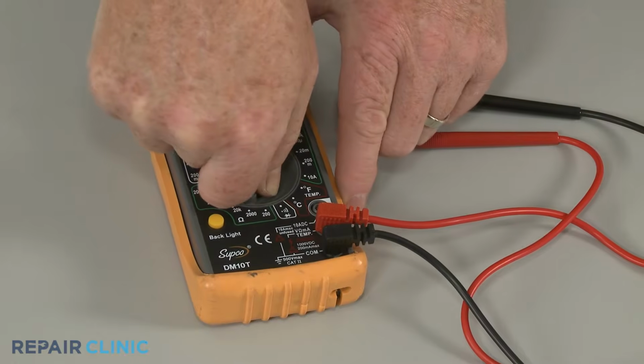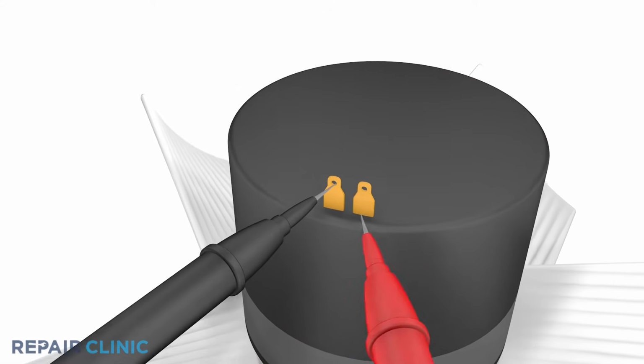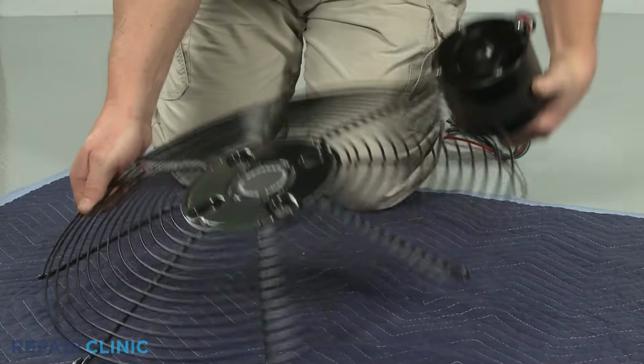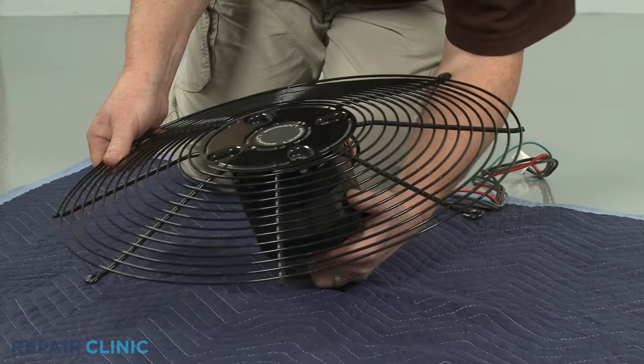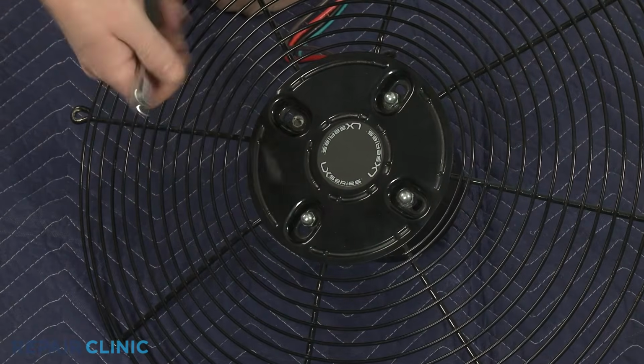You can also use a multimeter to test that the motor is receiving incoming power. Provided the capacitor is working properly and the meter shows that incoming power is present, it's likely that the motor windings are malfunctioning and the motor will need to be replaced.